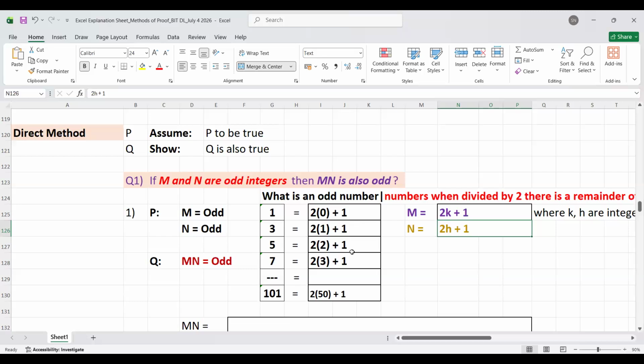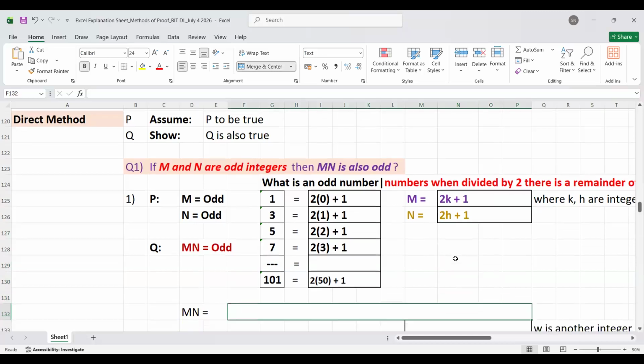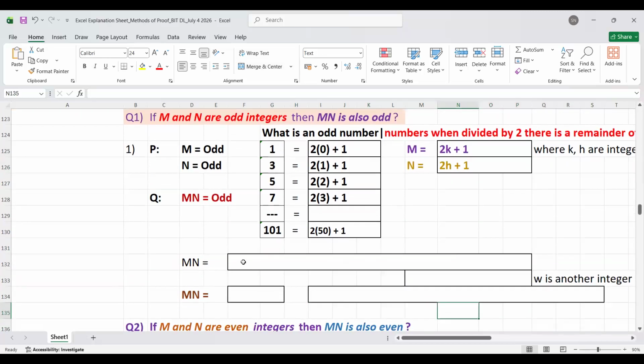Okay, so you must define the numbers as an equation, not just pick a value. So 2k plus 1 and 2h plus 1. Okay, so that is my premise. My premise is two odd numbers, and then my conclusion is to multiply them. So now we must show that if I multiply 2k plus 1 times 2h plus 1, the answer I get should be an odd number. Okay, so let's multiply 2k plus 1, all times 2h plus 1.